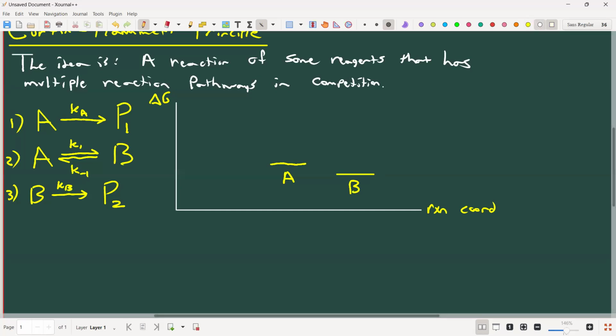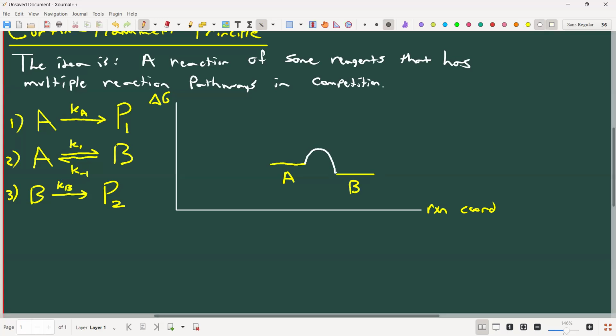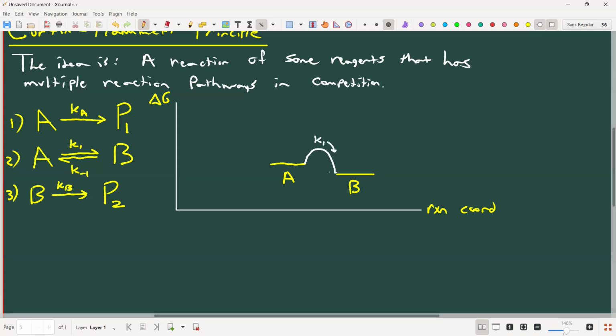And there may be some barrier that allows you to convert from A to B, right? And the rate of conversion along this direction from A to B is K1, and K minus 1 to go reverse. Okay. And then each of these starting materials have their own paths that lead to the products.